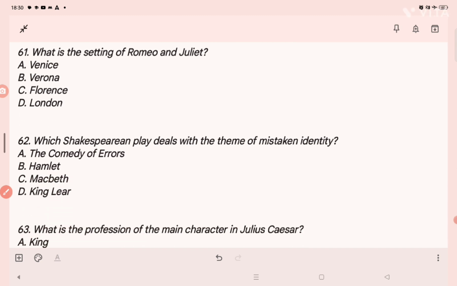What is the setting of Romeo and Juliet? Verona. Option B. Romeo and Juliet is set in Verona, Italy, where the two families, the Montagues and Capulets, are feuding. Montague, Romeo, Capulet, Juliet.